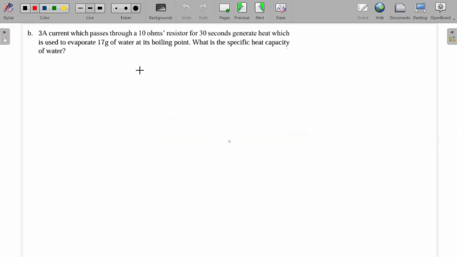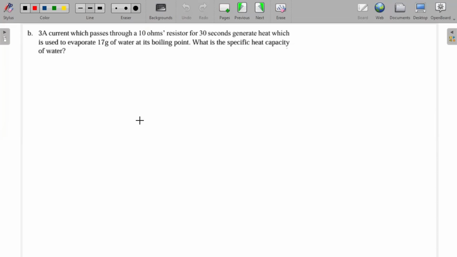We can go to the next question, which says a 3 amp current passes through a 10 ohm resistor for 30 seconds and generates heat which is used to evaporate 17 grams of water at its boiling point. What is the specific heat capacity of the water?